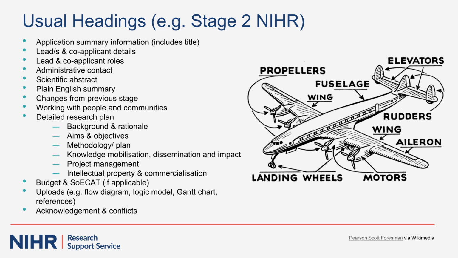Working with people and communities. This is their PPI section, so it's now changed to working with people and communities. And then a detailed research plan, which for the NIHR includes the background and rationale, the aims and objectives, the methodology, and the rest of the plan. Knowledge mobilization, dissemination, and impact. So these are their headings. So that's basically dissemination, outputs, what happens next. Project management, intellectual property, and commercialization.